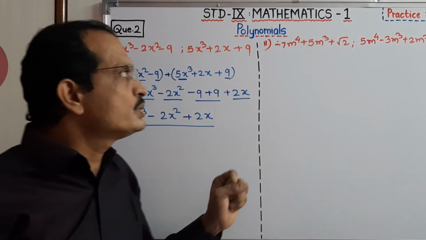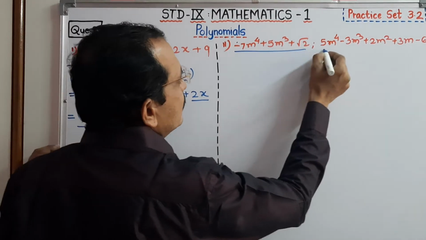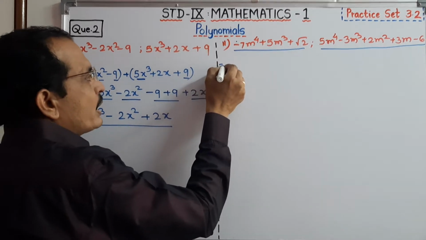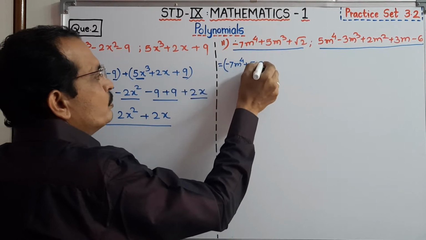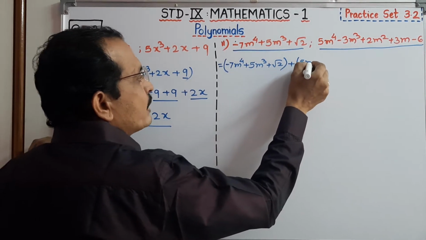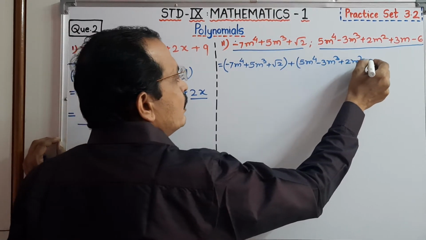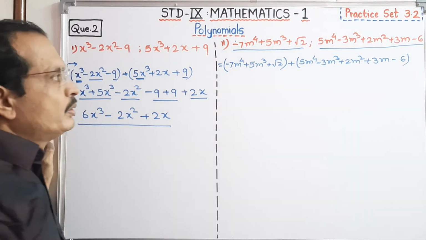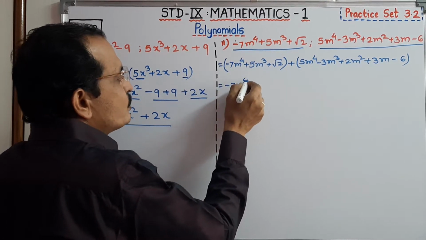Now see here, we have to see the next one. Now two polynomials are given, this and this. We have to make the addition of these. First of all, we have to write them in brackets. Minus 7m raised to 4 plus 5m cube plus root 2. To that, we have to add 5m raised to 4 minus 3m cube plus 2m square plus 3m minus 6. As it is, we make the brackets.